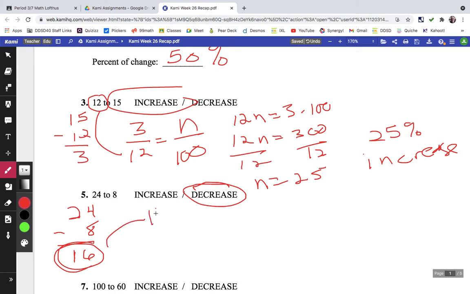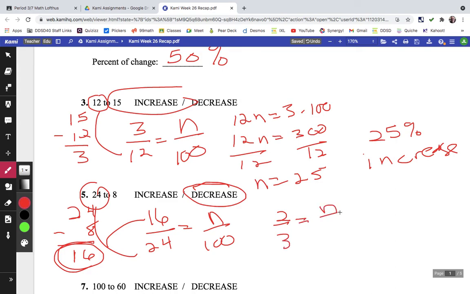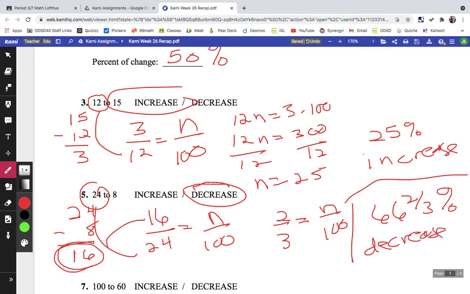We want to know, well, 16 compared to the original 24 is what compared to 100? So I'm going to simplify this first because I see that 8 goes into both. So it goes into 16 twice, 24 3 times, 2/3 of 100. I know that 2/3 of 100 is 66 and 2/3. So it's the 66 and 2/3% decrease. Another way of saying that is 66.6 repeating percent decrease. And that's as far as we got on CAMI.